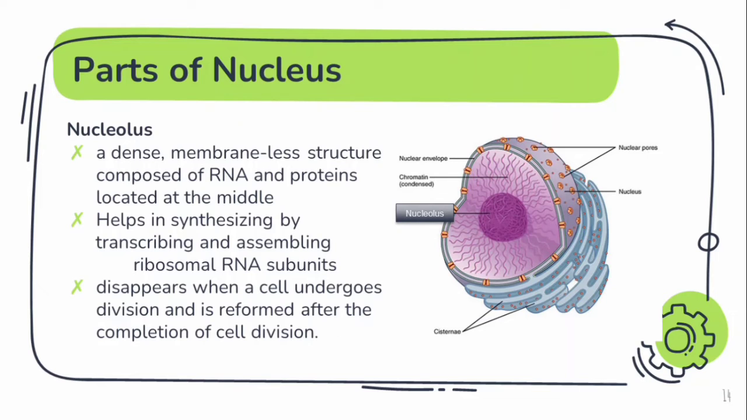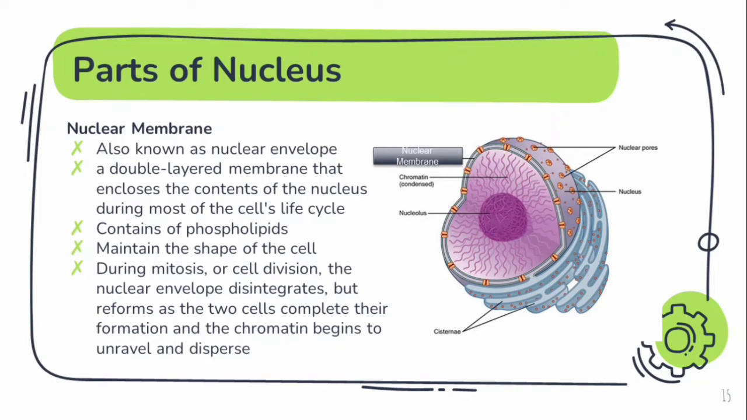Let's begin first with the nucleolus. It is a dense, membraneless structure composed of RNA and proteins located at the middle. It helps in synthesizing by transcribing and assembling ribosomal RNA subunits. It disappears when a cell undergoes division and is reformed after the completion of the cell division.